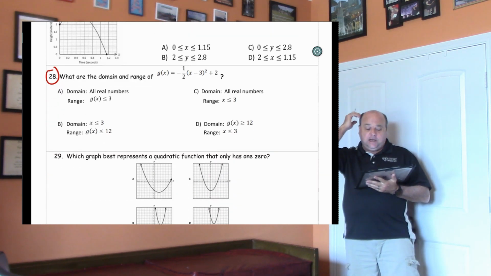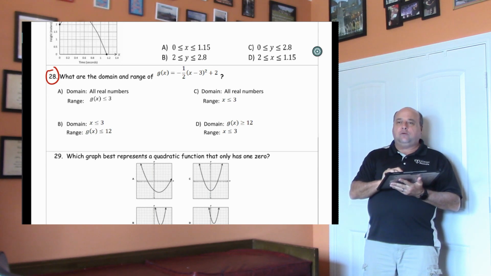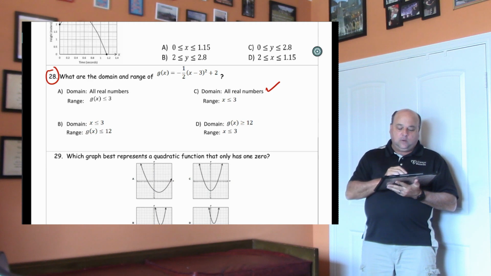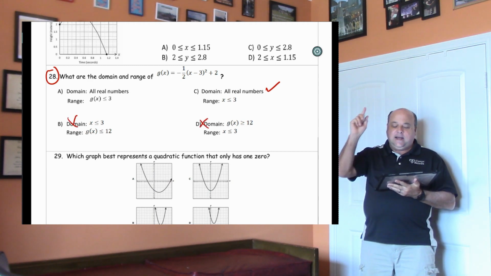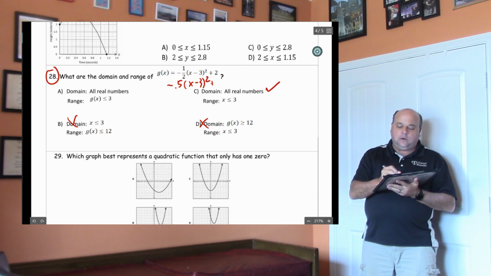Lastly, turn the page. Let's look at this. On this problem right here, this will be a graph. The domain is going to be all real numbers. So the only ones that don't work, this one won't work and this one won't work. Now let's graph this function, and I'm going to use -0.5 for the 1/2.